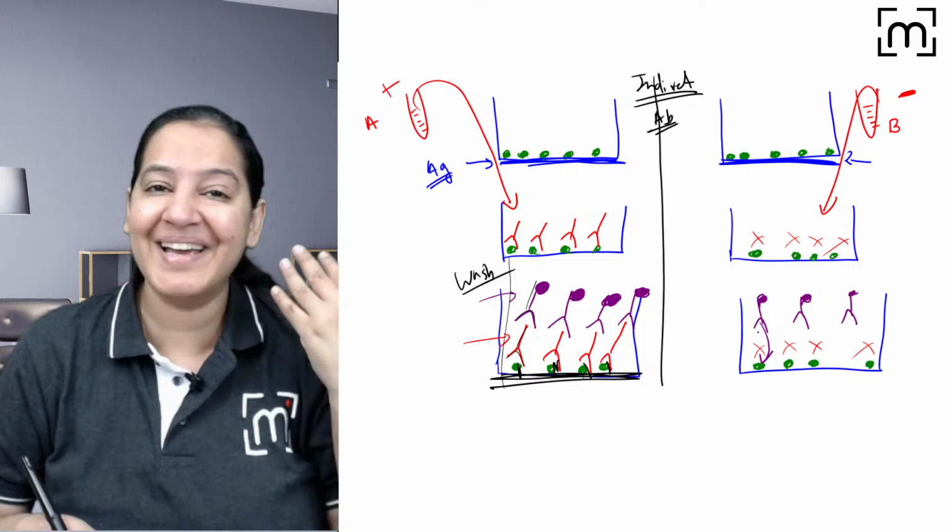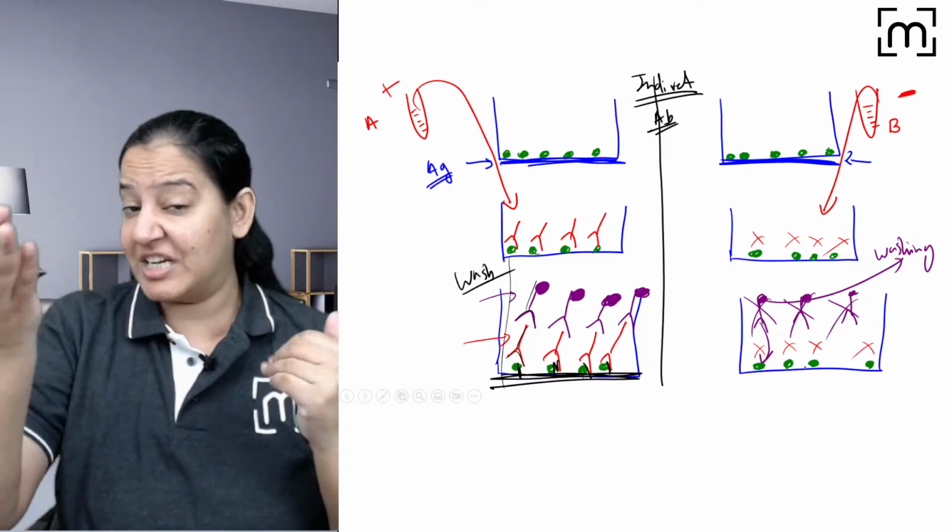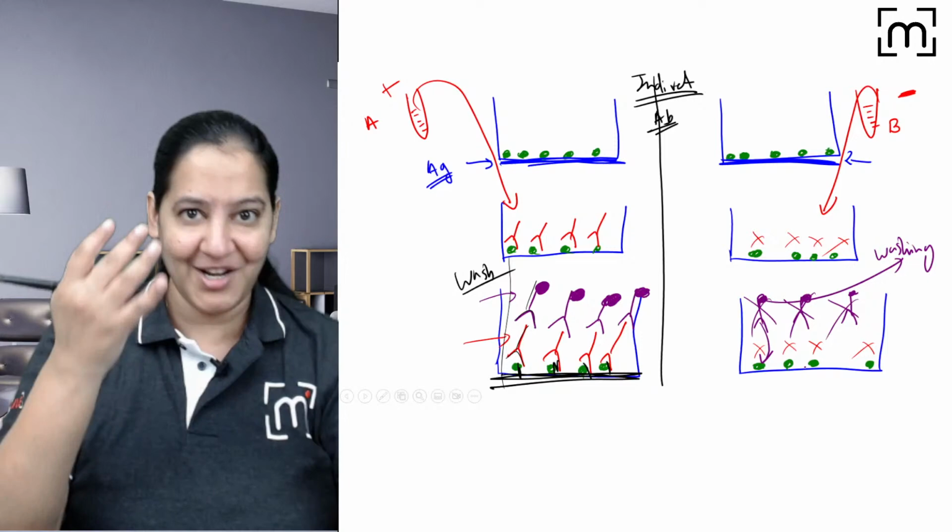Since there is no antibody, it will go in washing. It will not remain there. The purple one will go in washing. It will not stick to the antigen because the antigen is not antigen. Antigen is antibody. I don't know whether you are getting it or not, but I'm trying hard.